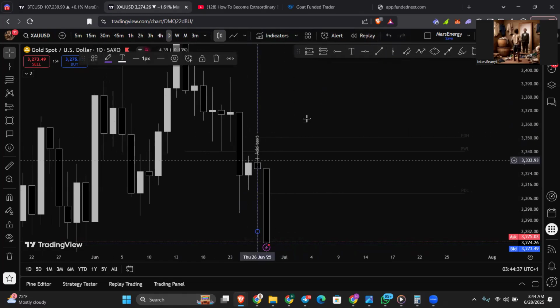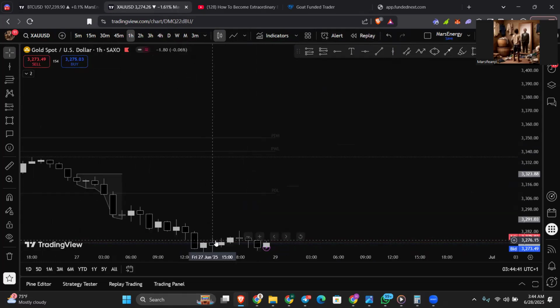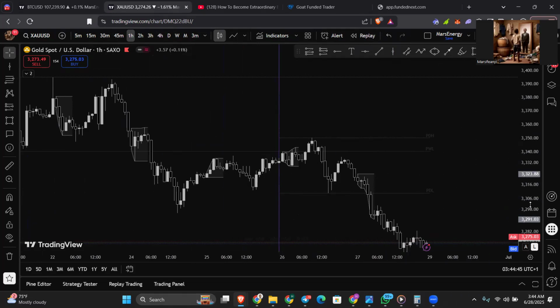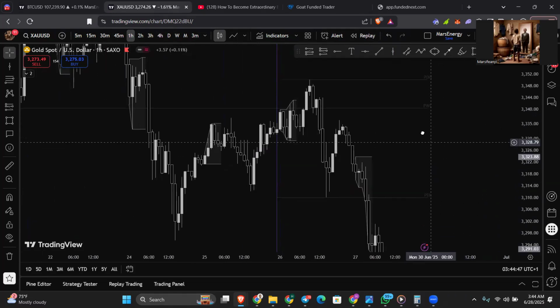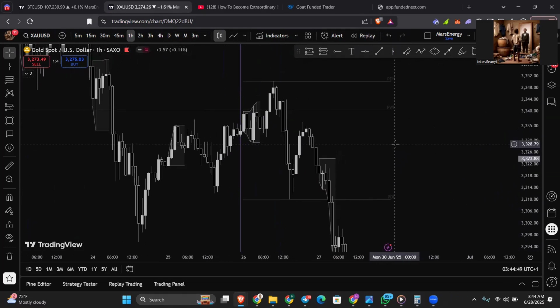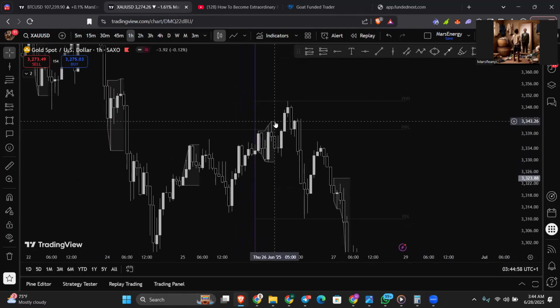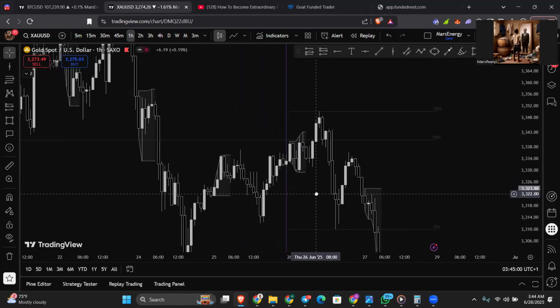So I had three entries on Thursday. Let me go to the daily, I'm sure. But out of those three entries on Thursday, two hit SL. So it was the last one that delivered and even helped me to recover the 2 hours I lost. So my first entry was somewhere around here.